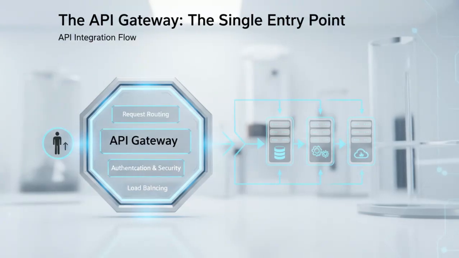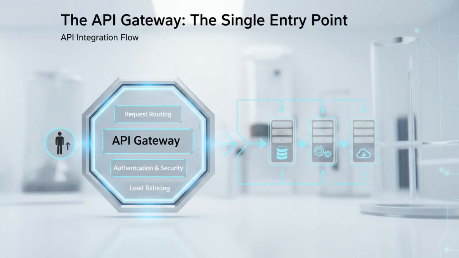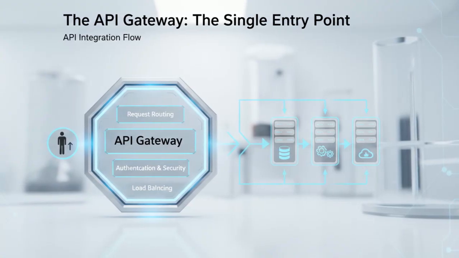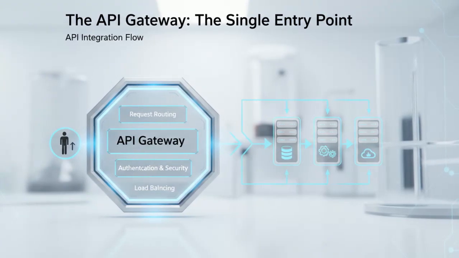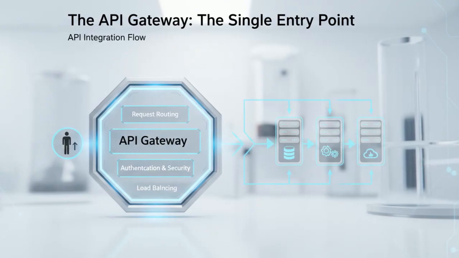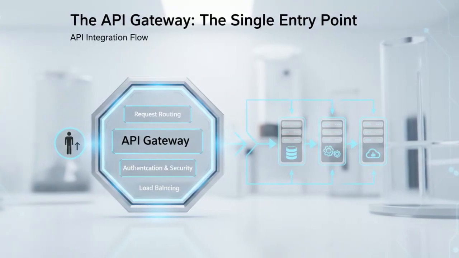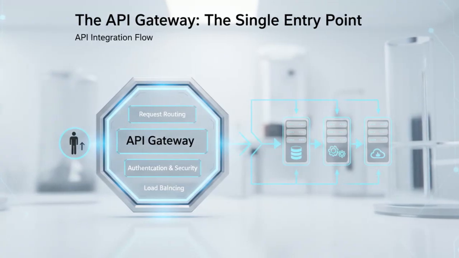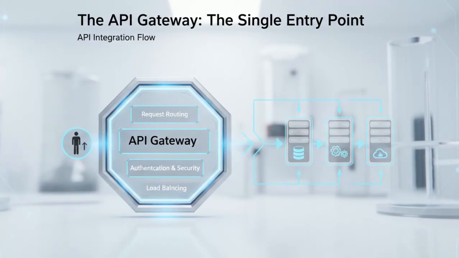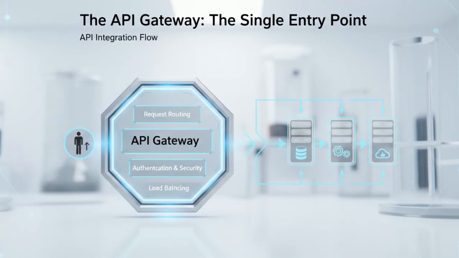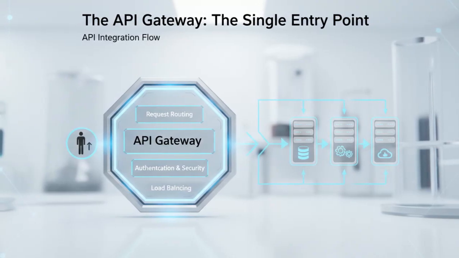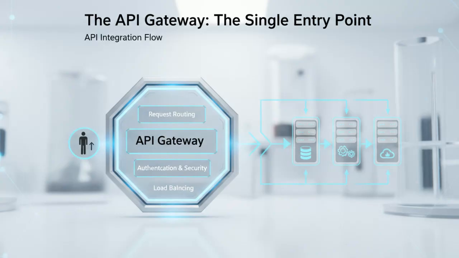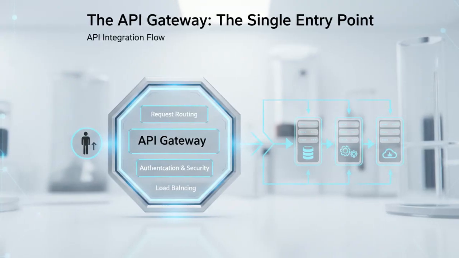In a distributed system with dozens of services, how does a mobile app or web browser know where to send requests? Enter the API gateway. Think of it as the grand central station of your architecture. Instead of clients talking to every service directly, they send all requests to the gateway. The gateway handles cross-cutting concerns like authentication, rate limiting, and load balancing. It then routes the request to the appropriate internal service.